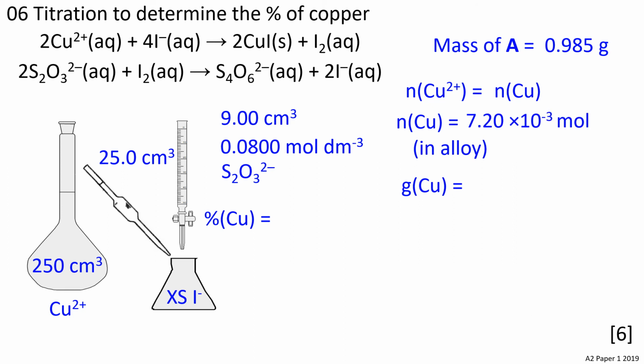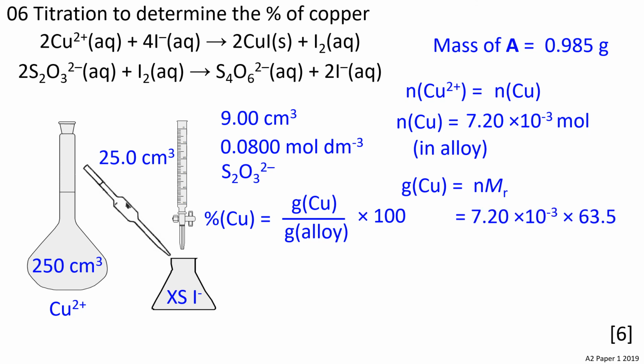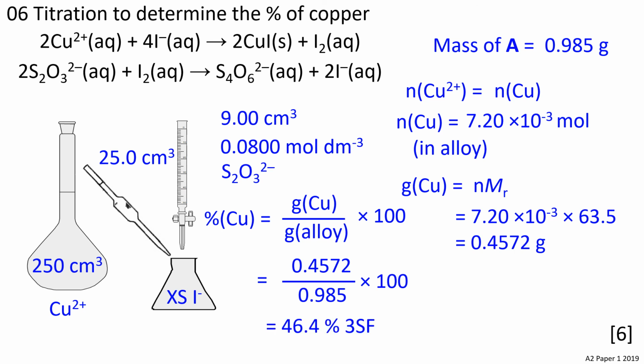The amount of copper atoms in the alloy is equivalent to the amount of copper ions in the original solution. The mass of the copper atoms is given by mass equals number of moles times molar mass, and the percentage of copper is the mass of copper divided by the mass of the alloy times 100. The molar mass of copper is 63.5 grams per mole, and that gives me a mass of 0.4572 grams. Dividing the 0.4572 grams of copper by the 0.985 grams of the alloy, multiplied by 100, gives us a percentage of copper in the alloy of 46.4%.